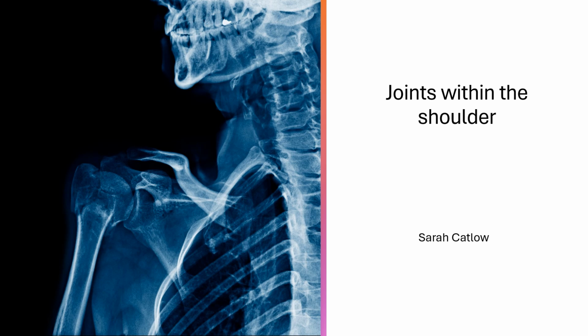Now, we do have the glenohumeral joint, but today we're going to discuss the other joints, the acromioclavicular, the AC joint, the sternoclavicular, the SC joint, and the scapulothoracic joint, the ST joint. And here's a closer look at each one.